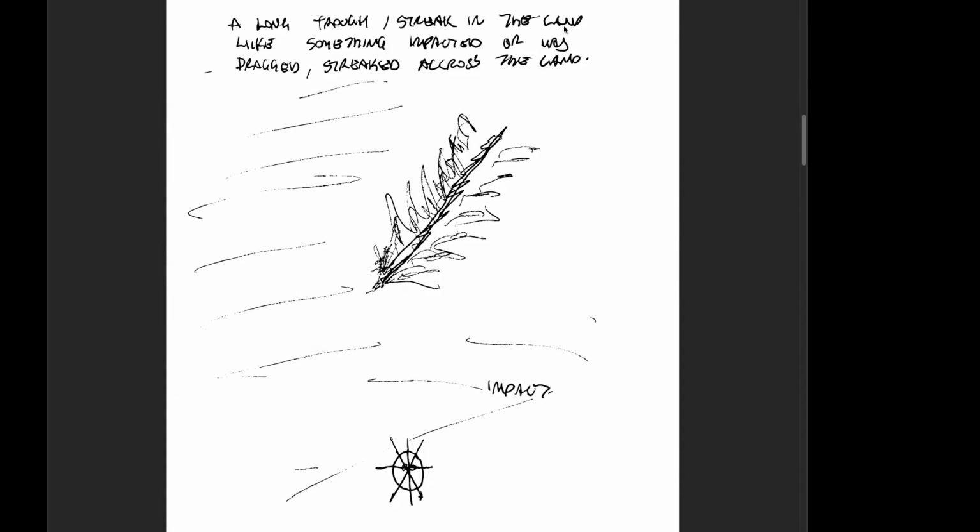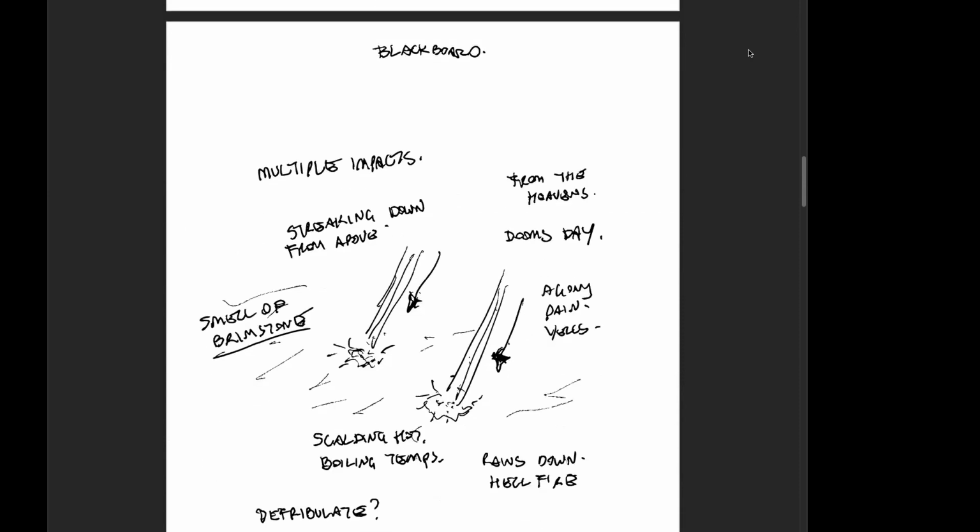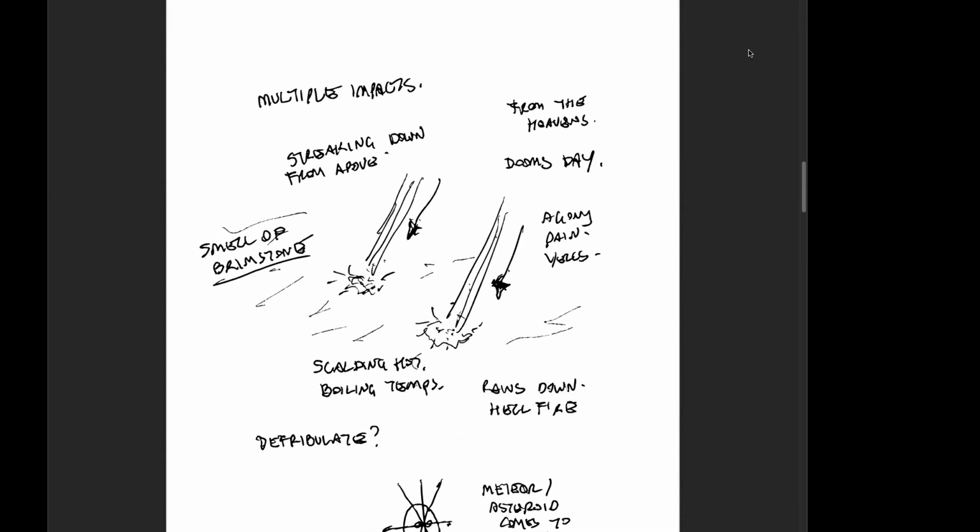Getting more towards the cause of what may have caused this event. I see a long trough or streak in the land, like something impacted and dragged and streaked across the land there, an impact event. Looking more into this impact event, I see multiple impacts streaked down from above. Smell of brimstone. So, the impression here is like doomsday. Things rain down from the heavens.